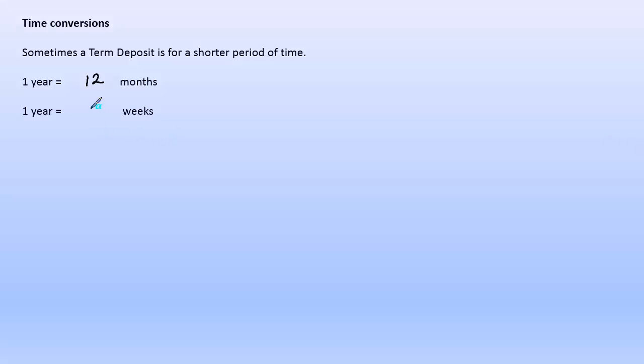Remember, although it's not exact, we use it as a convention that 1 year is 52 weeks. 1 year always in these things is going to be 365 days. We don't worry about leap years. And this one's fairly obvious. 1 year is 4 quarters. And remember, a fortnight is 2 weeks. So if there's 52 weeks, there's going to be 26 fortnights.